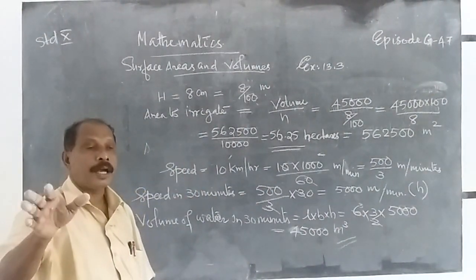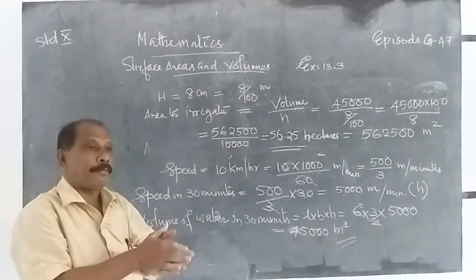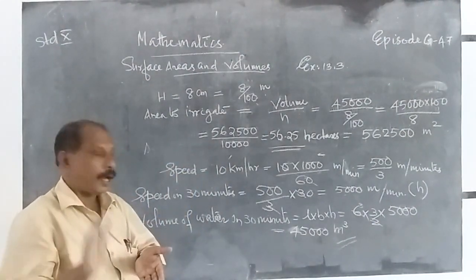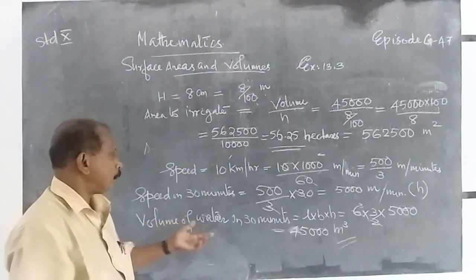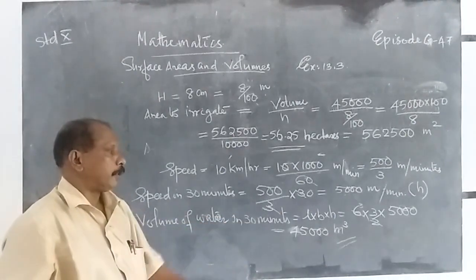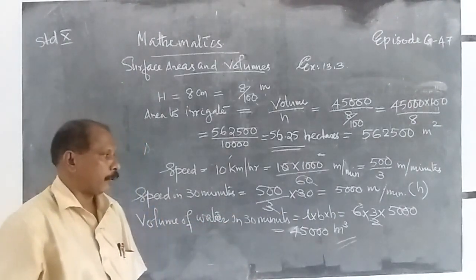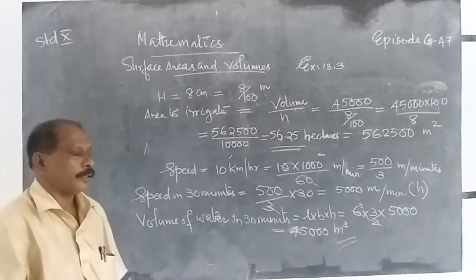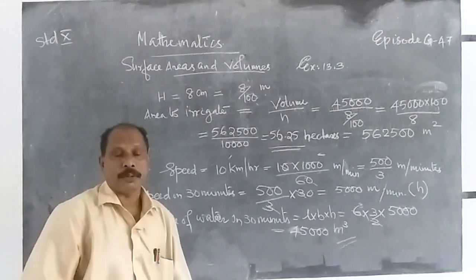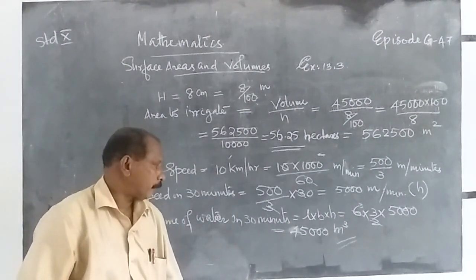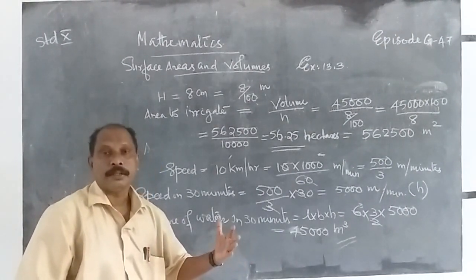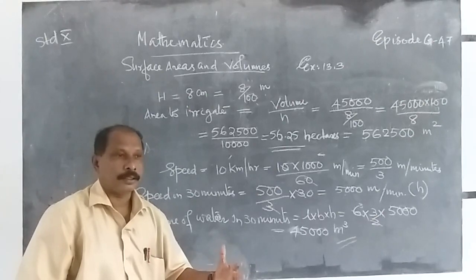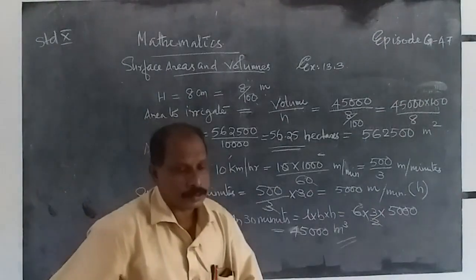That is the height. Therefore, volume is length into width into height. That is equal to 6 into 3/2 into 5,000. Yes, it is 5,000. That is equal to 45,000 meter cube. That is the volume of water in 30 minutes to irrigate.